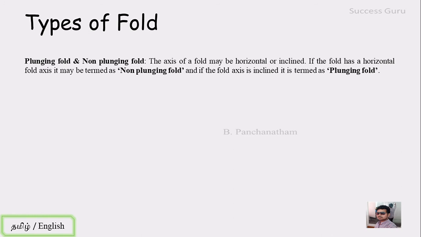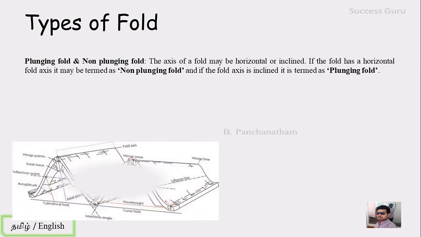and the next one is the plunging fold and non-plunging fold. The axis of a fold may be horizontal or inclined. If the fold has a horizontal axial plane, it is called a non-plunging fold, and if the fold axial plane is inclined, then it will be a plunging fold. You can see here what happens. You can compare these two things.